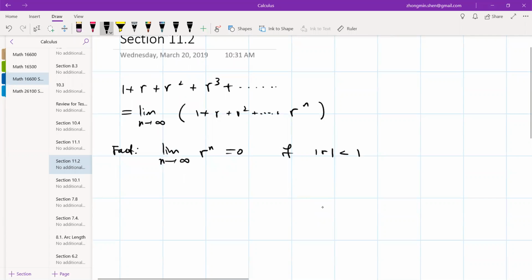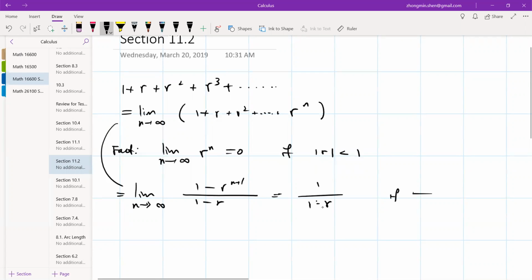So we assume that this is going to be equal to 1 minus r to the n plus 1 over 1 minus r. So you can combine into just one fraction. Then it's clear that if the absolute value of r is less than 1, the limit is going to be 1 over 1 minus r.